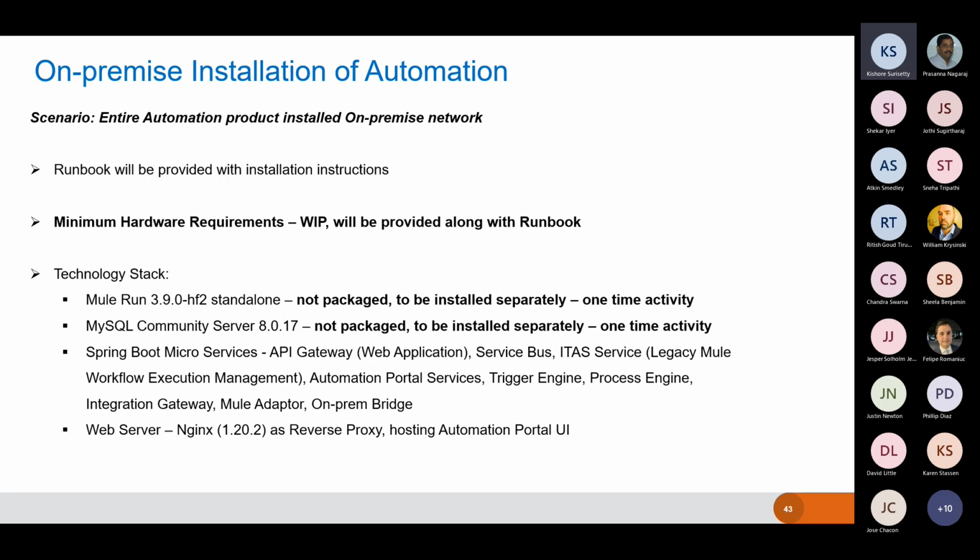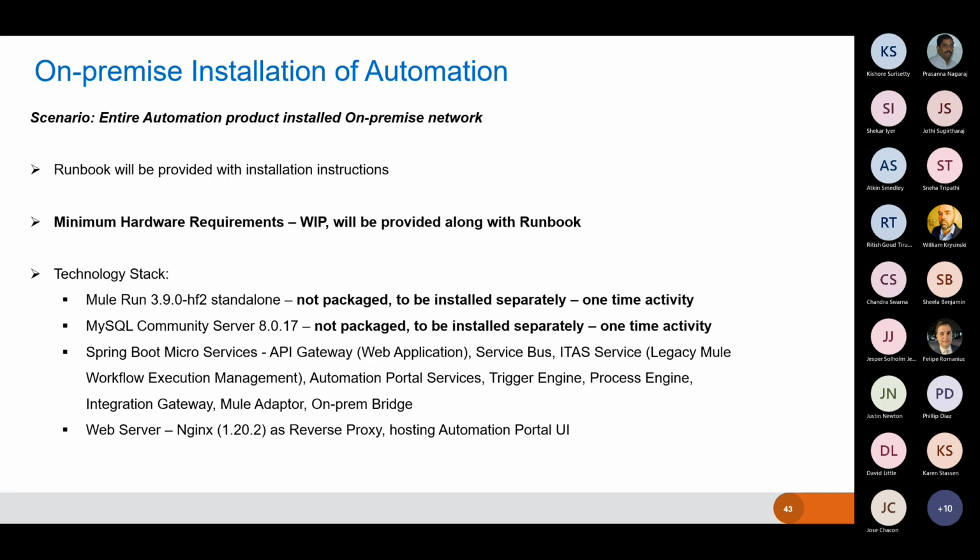So the technology stack is again similar, since the installation or deployment architecture of the automation product is the same as what we do in SaaS versus on-premise. The technology stack we use in SaaS is the same thing over here, and it applies wherever we install. It doesn't matter where; just the infrastructure is different.